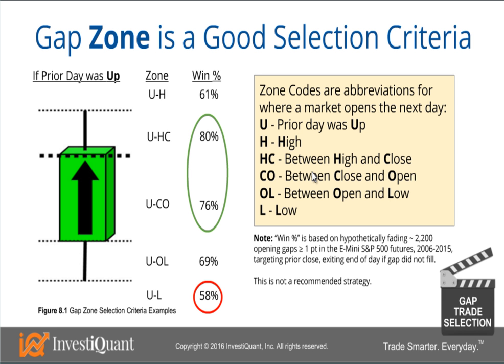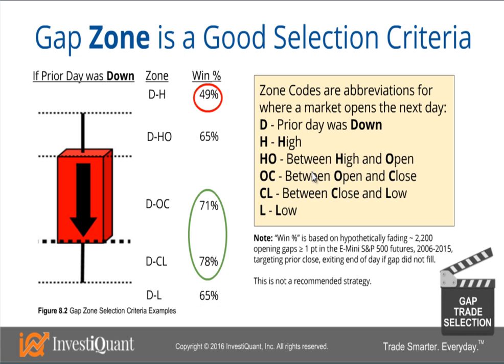You can see the odds there. That's a big delineation for gaps in terms of win rate. And then looking at down gaps, these zones at the extremes, again, are a little bit more problematic. DL's not too bad. But this DH zone, prior day down, it opens above the prior high. This is where it opens the next day. That's a less than 50% chance of being a winner. But again, common gaps, the smaller ones around the prior close, are pretty good to trade if you can get a good entry.